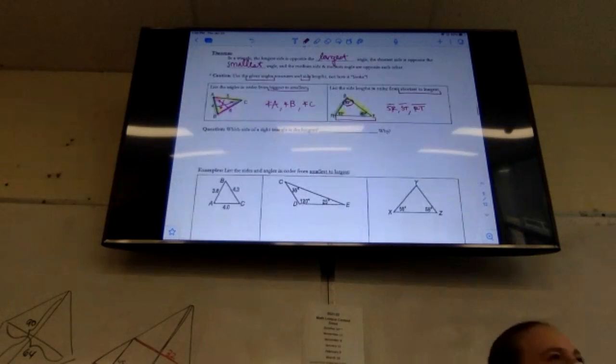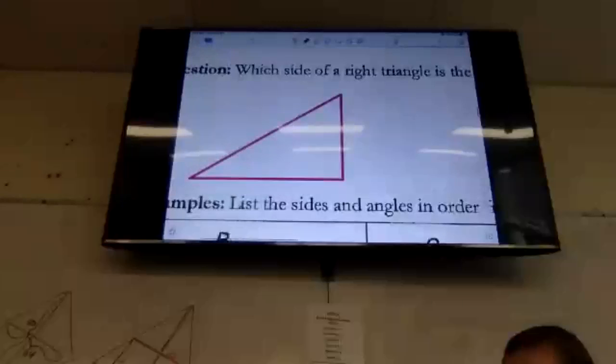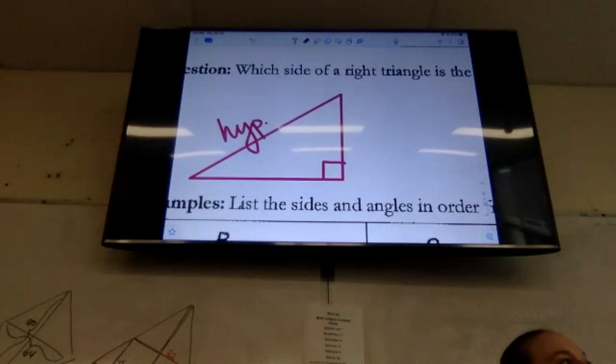All right, quick question. What side of a right triangle is the longest? Yeah, Lila. Hypotenuse. Where is the hypotenuse? On the cross from the side. It's the opposite of the space. Awesome. I heard a lot of really great things. It's the longest side. It's opposite the right angle.